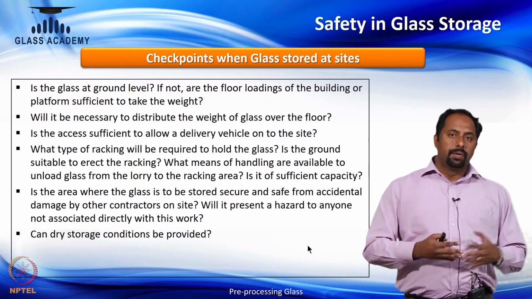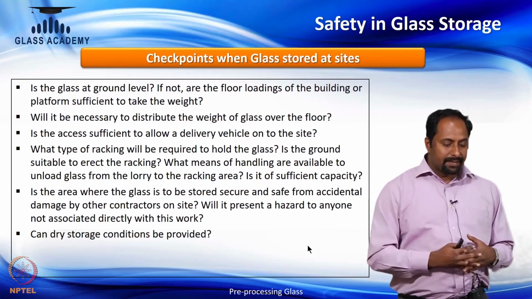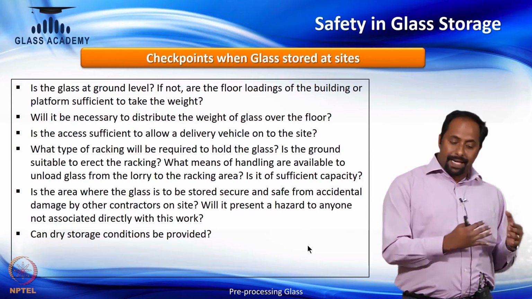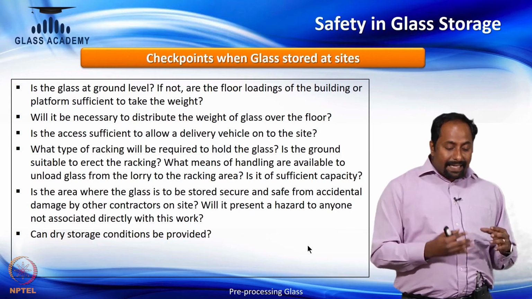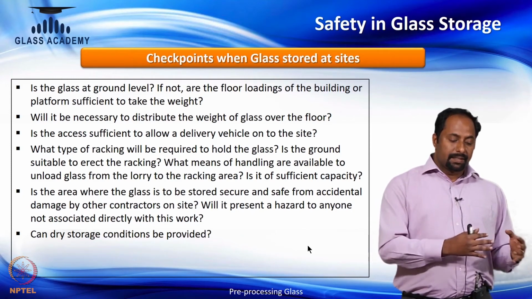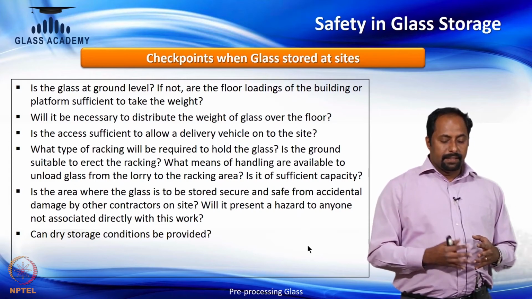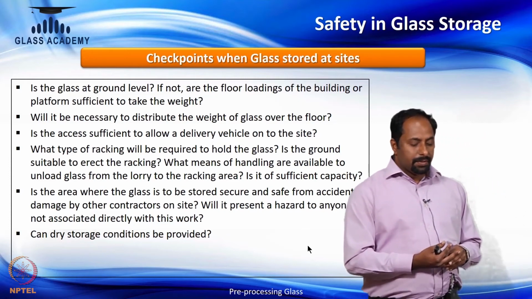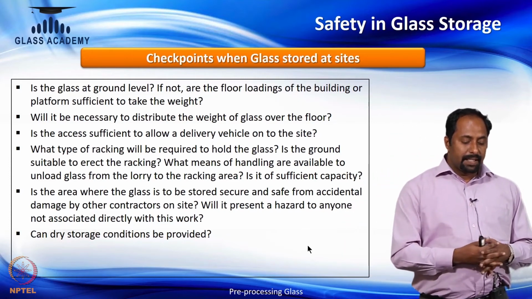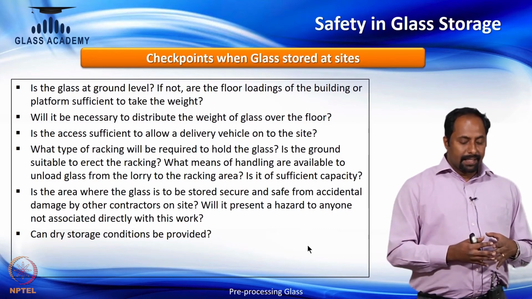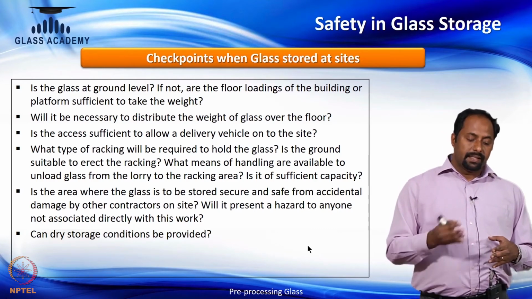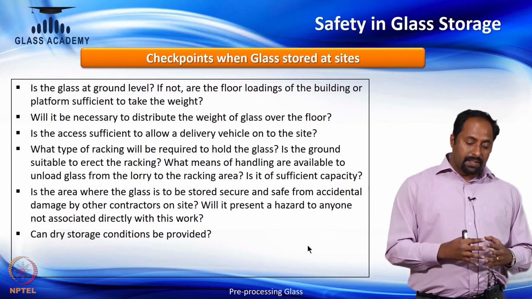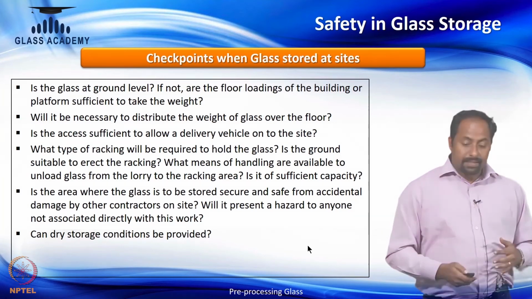At the time of maneuvering to load into or unload from the vehicle, accidents can happen. Then what type of racking will be required to hold the glass? Is the ground suitable to erect that kind of racks? And what means of handling are available to unload the glass from the truck to the racking area? Is it of sufficient capacity, whether it is a crane or whatever it may be? Is the area where the glass is to be stored secure and safe from accidental damage by other contractors on the site? And will it present a hazard to anyone not directly associated with this work? And can dry storage conditions be provided? So these are the checkpoints which we need to take care of when glass is stored at a site.